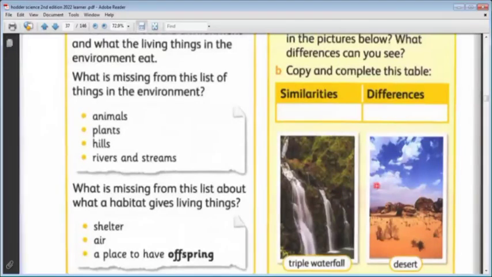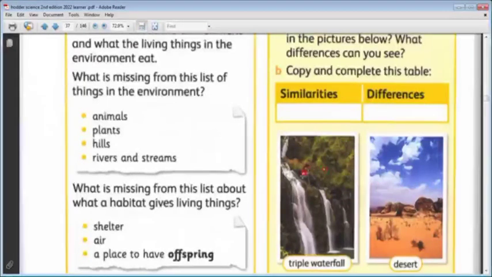The water and the sand. What's the difference between the water in the two environments? The desert doesn't have water, but the waterfall has water. A desert contains water, but in a small amount. Rains in the desert are rare. So the amount of water in the desert environment is small.